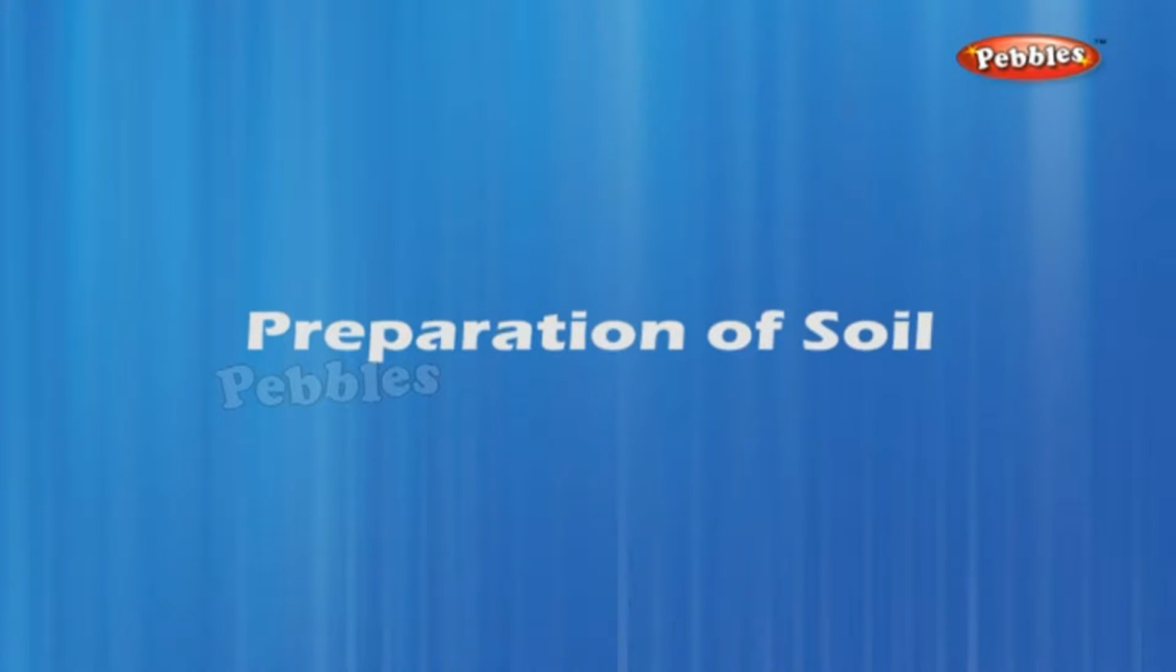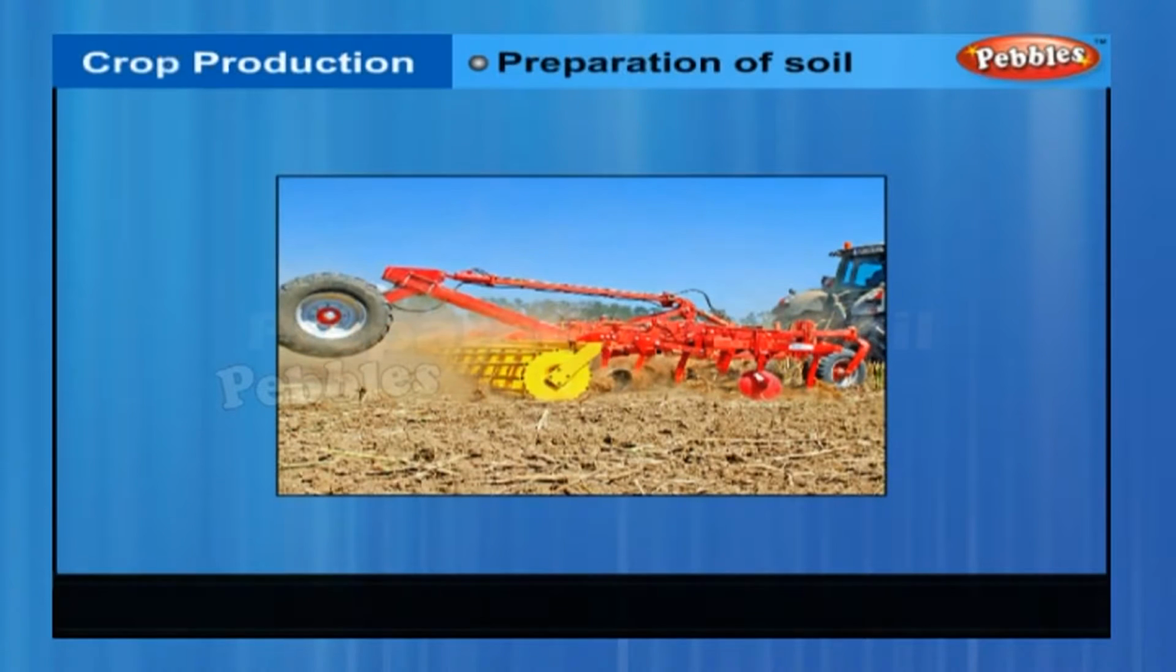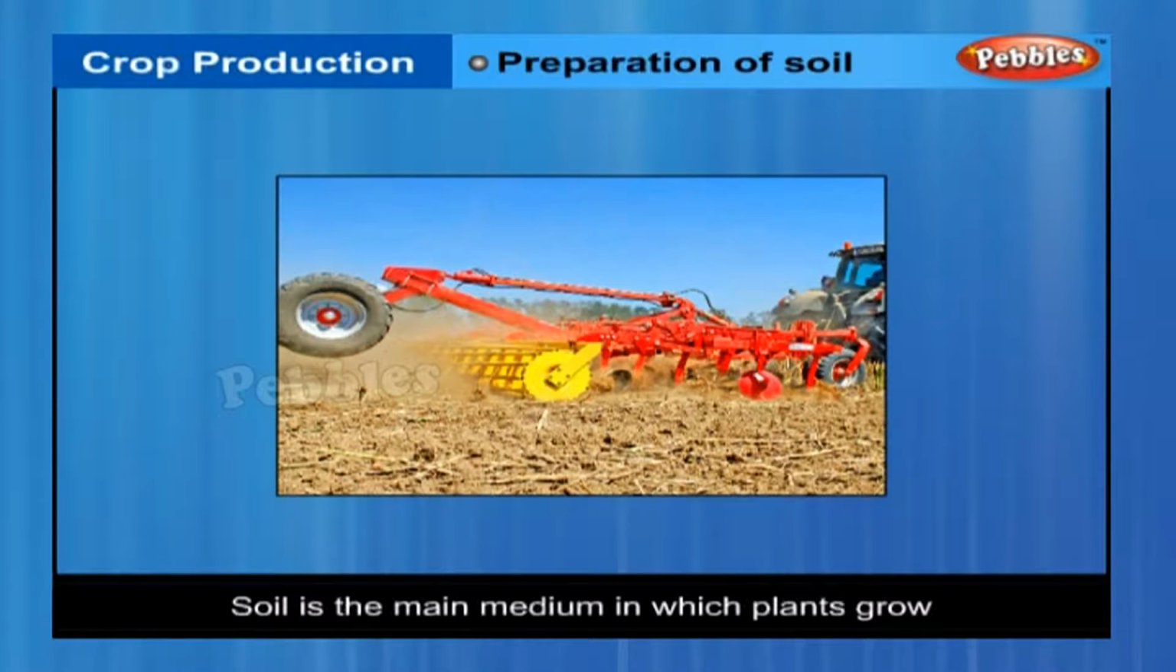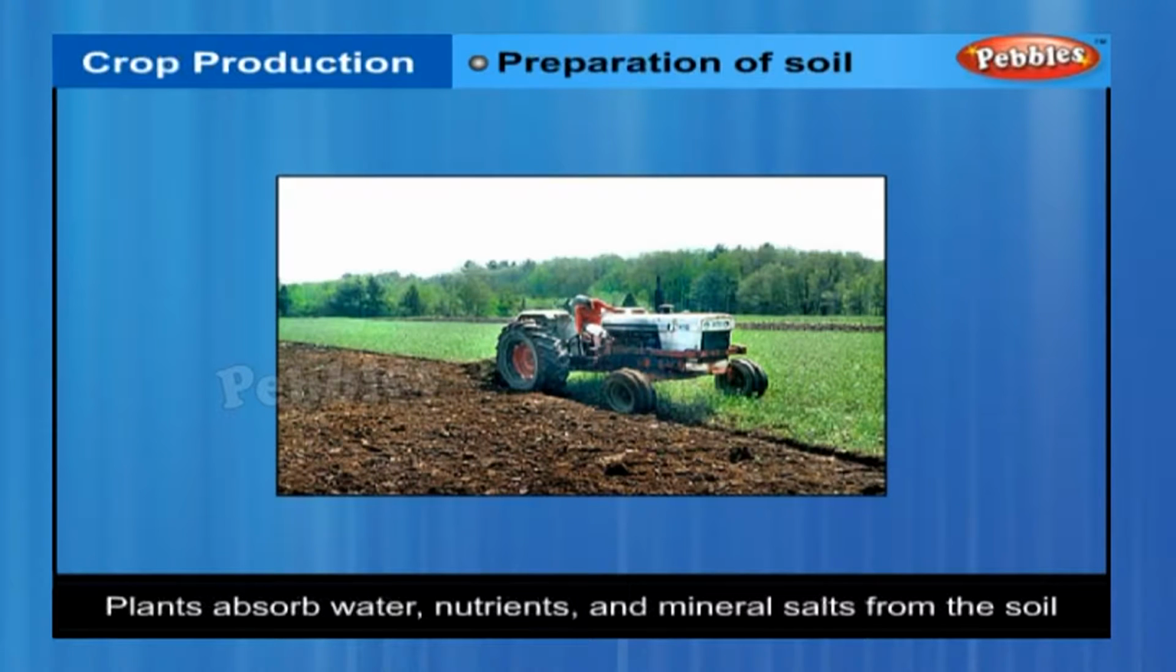Preparation of soil. Soil is the main medium in which plants grow. Plants absorb water, nutrients and mineral salts from the soil. It is therefore important to prepare the soil well to ensure a healthy produce.